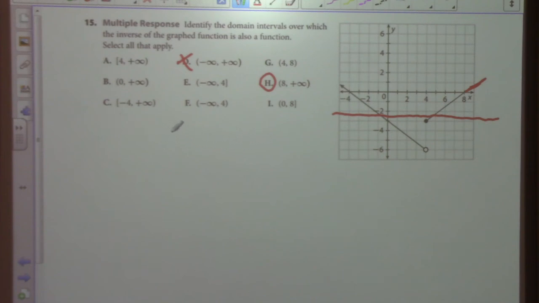Negative 4 to infinity. Okay, here's negative 4, so let's go from negative 4. So you've got negative 4 to infinity. Is that passing? It would have to be negative 4 to negative... Yeah, so this one here does not. Okay, any that do?